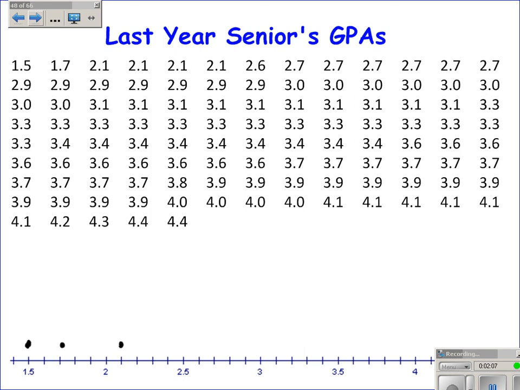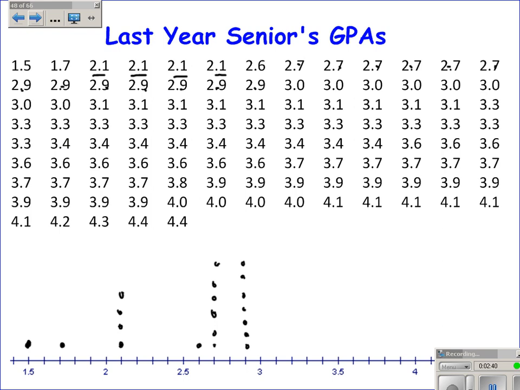2.1. Now I happen to order these to be nice, but 1, 2, 3, 4. There's four 2.1s. 1, 2, 3, 4. 1, 2.6. 0, 1, 2, 3, 4, 5, 6. 2.7s. 1, 2, 3, 4, 5, 6. 1, 2, 3, 4, 5, 6, 7. 2.9s. 1, 2, 3, 4, 5, 6, 7. Anyway, you get the idea.